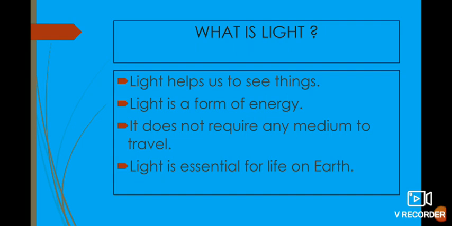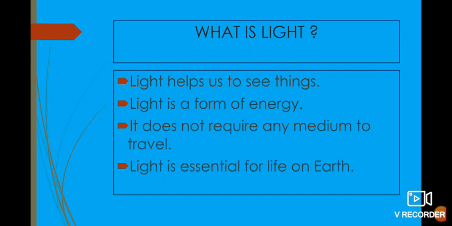Isn't it? How does this light from the sun reach us? The light travels from the sun and reaches the earth. It travels through vacuum, through space where there is nothing. So, light does not require any medium to travel. Even if there is nothing, light can travel. Do you know how much time light takes to travel from the sun to the earth? Only 8 minutes. It takes only 8 minutes to cover a distance of 1.5 billion kilometers.